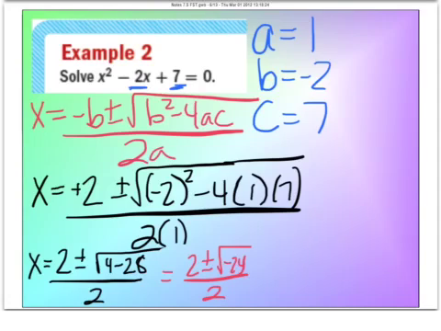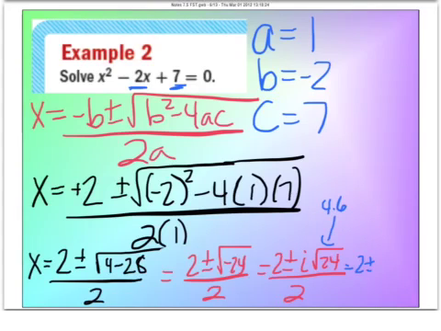Now, you can actually simplify the negative here, by the way. So 2 plus or minus, pull out the negative. But then see if you can simplify that radical further. Is there a perfect square within the number 24? There is. A perfect square for that one is 4 times 6. So this is equal to 2 plus or minus 2i square root of 6 all over 2.